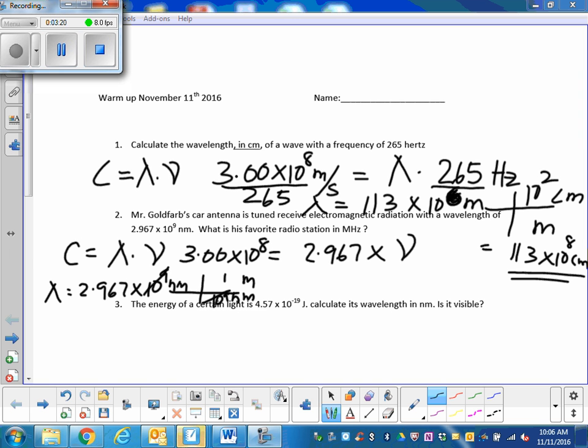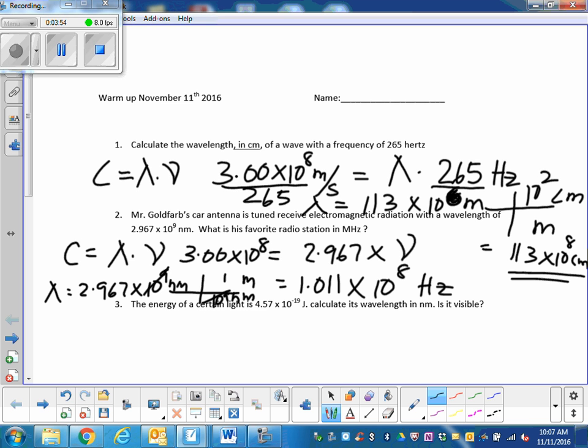2.967 times your frequency. So if you divide your speed of light by 2.967, you will have 1.011. That's 4 sig figs. 1, 2, 3, 4, 5, 6, 7, 8. Is that right? Times 10 to the 8 hertz. Are you all getting the same answer that I am?